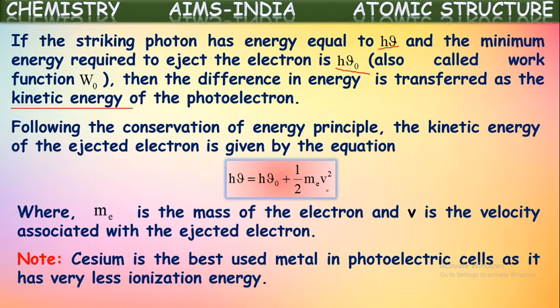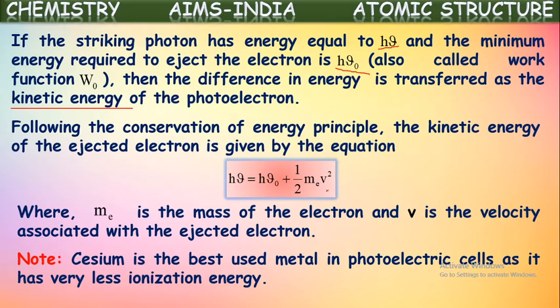So the metal which requires less amount of energy for the ejection of electrons can show this photoelectric effect very effectively. Generally, cesium is the best metal used in photoelectric cells, as it has very low ionization energy. Yes, we know the energy required for the ejection of electrons by the metal atoms is also called ionization energy. So the metals which have very low ionization energy can show this photoelectric effect very easily, meaning that by supplying less energy only, they can eject these electrons easily. Metals like cesium have very low ionization energies, so these can show the photoelectric effect very effectively.